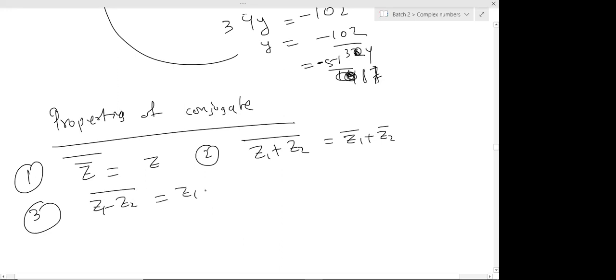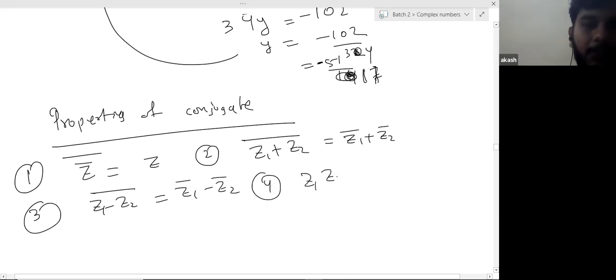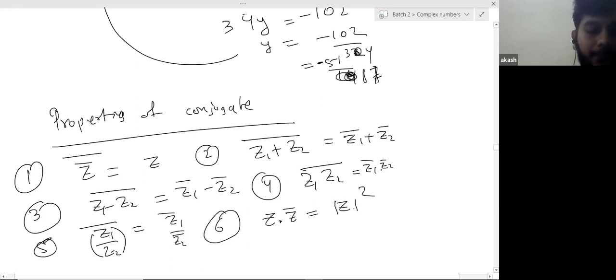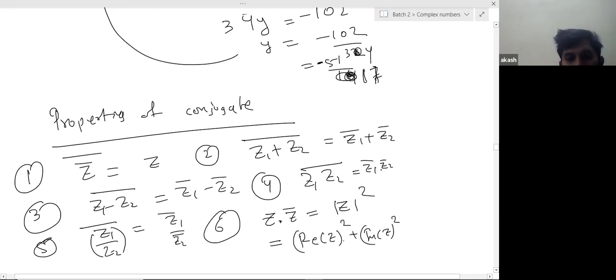Third one is the same for subtraction. Fourth is the same for multiplication. Fifth is the same for division. I can separate the bar. Sixth is very important: Z into Z bar equals mod of Z square, or we can say this is real Z square plus imaginary Z square. Clear? Write this down. I'll give you 2-3 minutes.